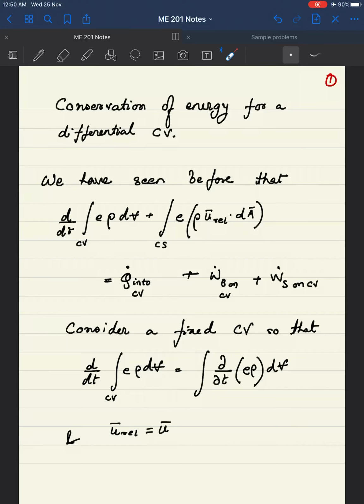Hello, welcome everybody. So what I've done here today is I've gone through the conservation of energy for a differential control volume, which is one thing that was left, and there are two problems that were also requested. So I've gone ahead and solved those, and I'll also give it to you as sample problems.